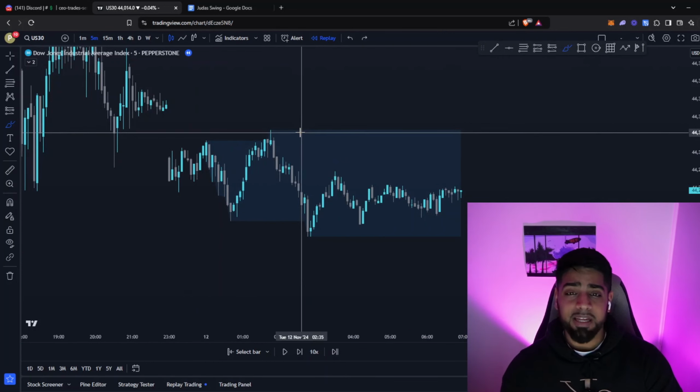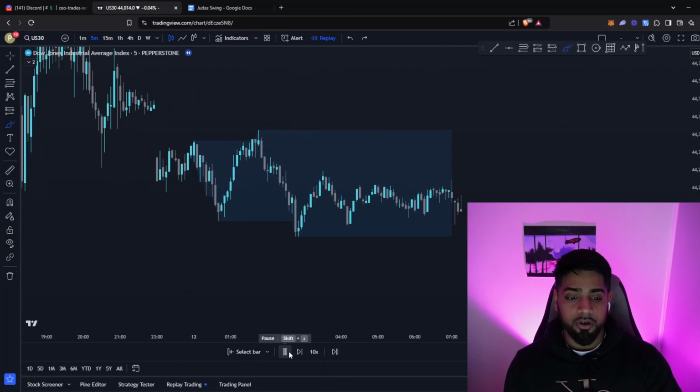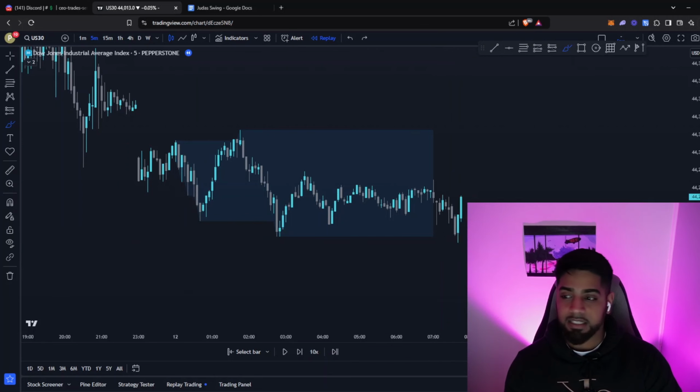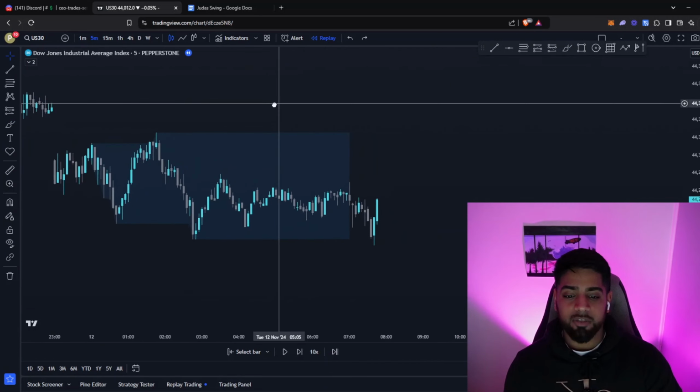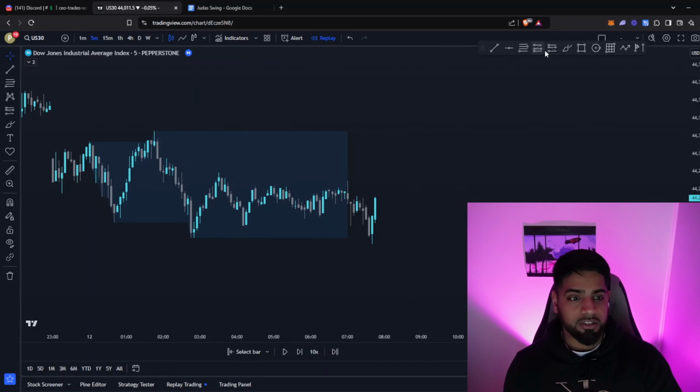So now we're simply going to wait for a sweep of either side. So if I play price on, we can see that eventually we get a sweep of the lows right there. So once we've had a sweep of the lows, we can now move on to step 2, which is to wait for a market structure shift.